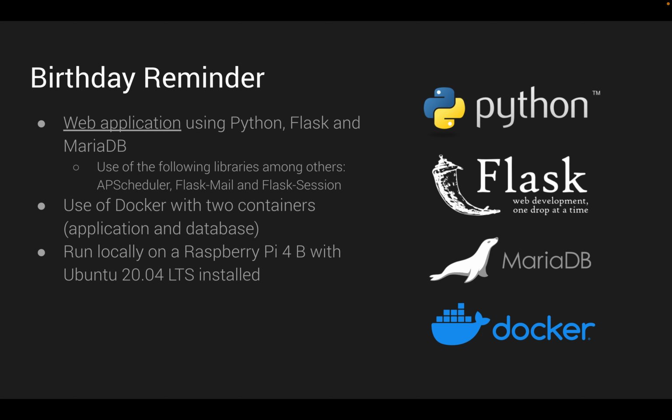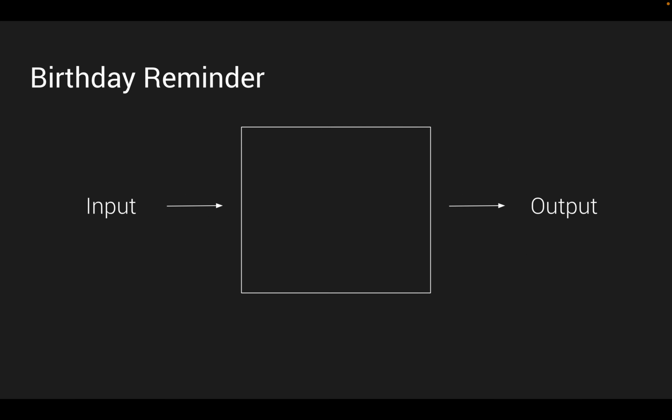I wanted to use Docker. I used it before, but not for my own projects. I created two containers, an application and a database container, and I wanted to run it locally on my Raspberry Pi 4B. I was interested to install Ubuntu 20.04 LTS server, and then I basically installed Docker on that instance.